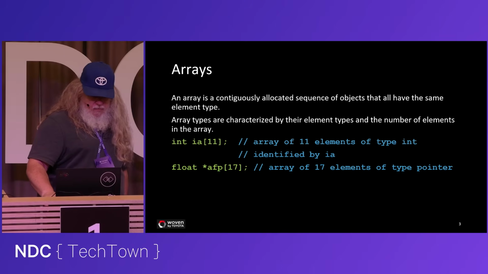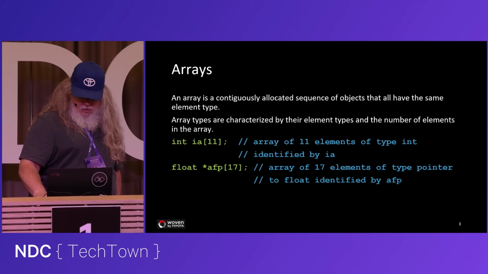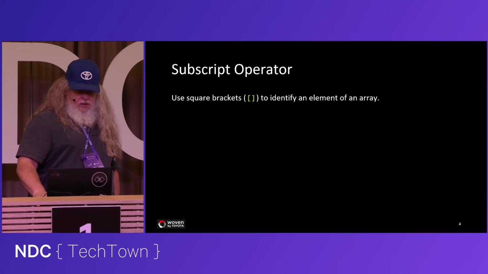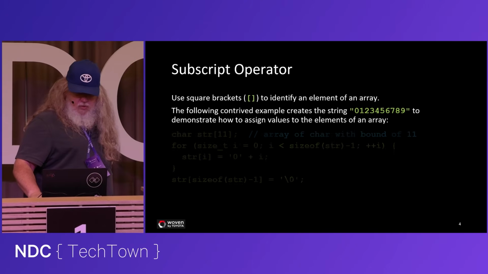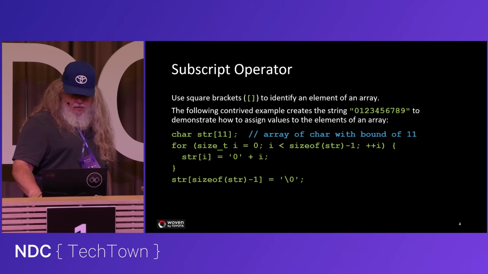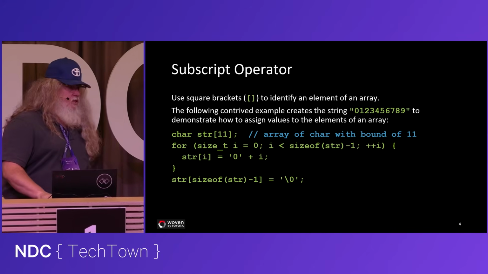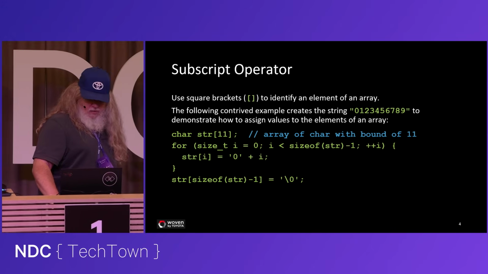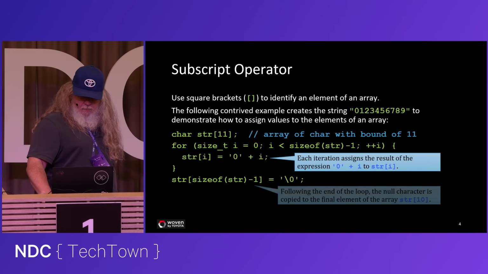And here we have an array of 17 elements of pointer to float. So these are things that all of us know. Square brackets are used as a subscript operator to identify an element of an array. Here's a very contrived example that has an array of 10 elements with a bound of 11. It simply loops, adding 1 to 0, which is one of the defined operations you could perform on strings. Generally not recommended, but it's okay here. And then we just create a null-terminated loop.